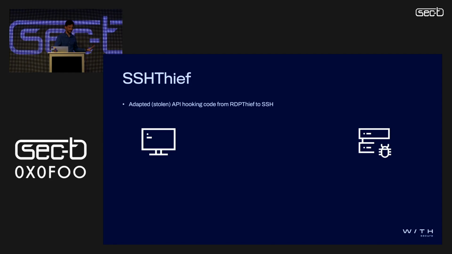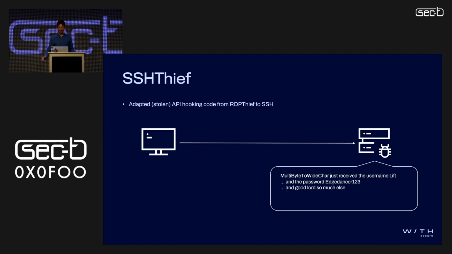The reason why I wanted to call out RDP Thief specifically is because the easiest way to get an SSH version is to just steal their code and swap the APIs you're listening in on. So instead of being on the client, we're sitting on the server, and we're just listening in to what comes through those APIs instead. Obviously, yes, you can engineer this yourself with Detours, NT, whatever it is. But hey, RDP Thief did all the work for us already.